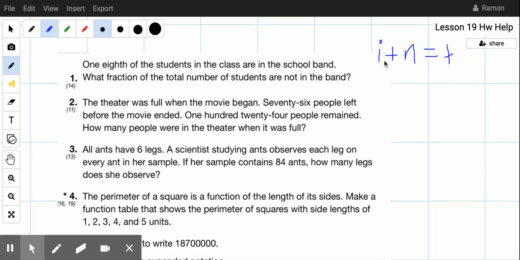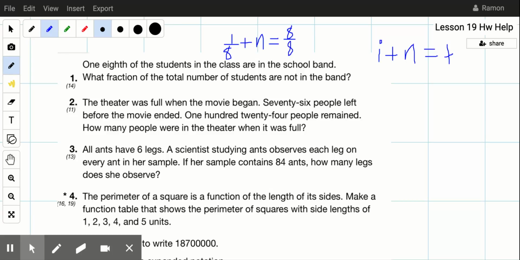Since we know that 1/8 is in the band, we can replace the I with 1/8. And then we're going to add the n amount, which we don't know how many. So then that gives us the total. Now, since this is a parts of a whole, we know that the sum is equal to 1. Or in this case, a fraction out of 8, since we want to keep the same denominator, so it is 8 out of 8. From here, we just use our inverse operations to solve for the variable n.